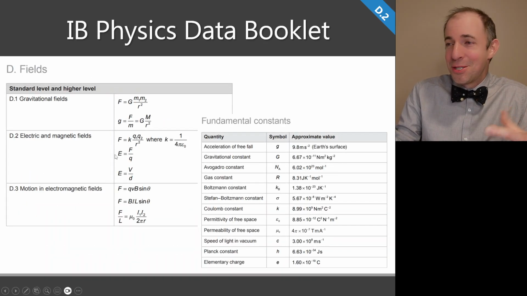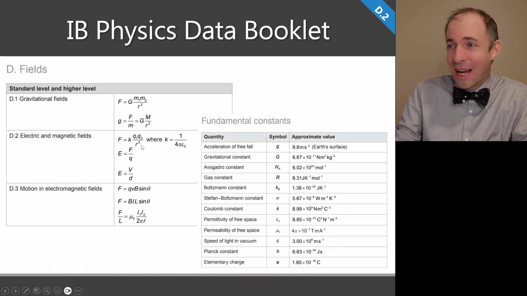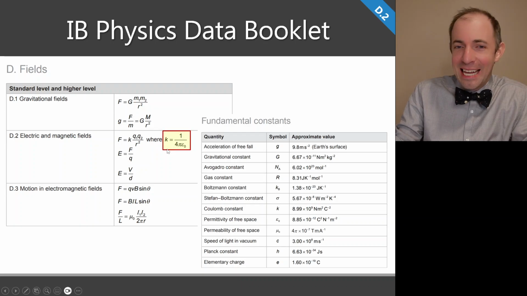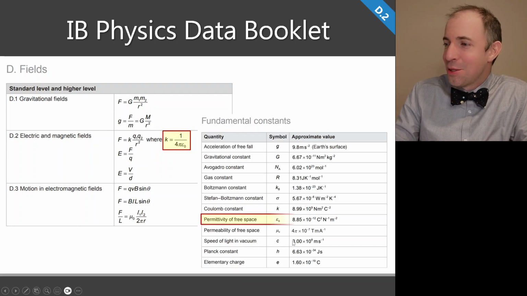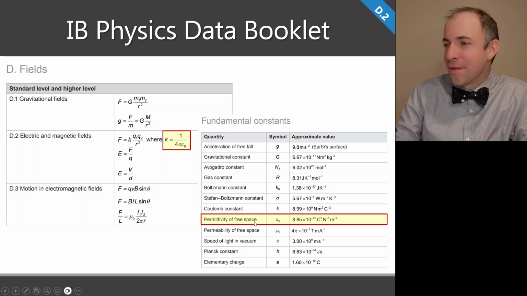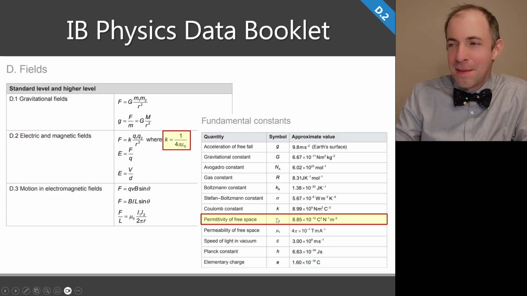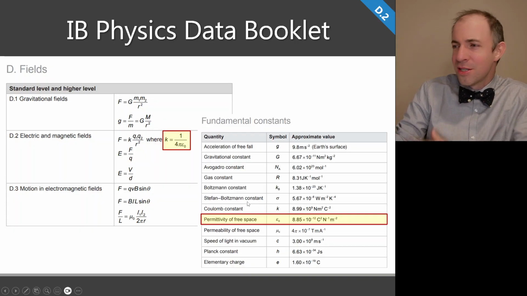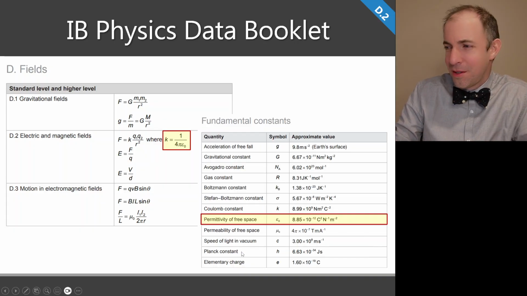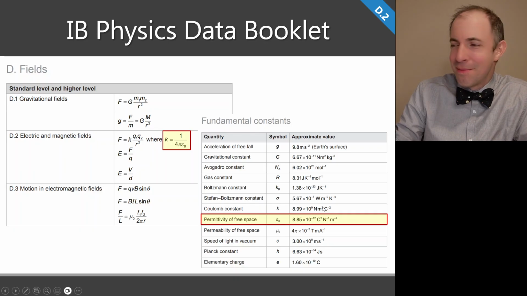The exact same thing that we saw in the data booklet. This shows up in the data booklet right next to Coulomb's law, you'll see this k is equal to 1 over 4 pi epsilon. And you'll see that that epsilon naught, permittivity of free space, shows up in the fundamental constants. Now, I do not recommend plugging this in to calculate k and then use k. Just use the k that's already in the data booklet. Use that 8.99 times 10 to the ninth.